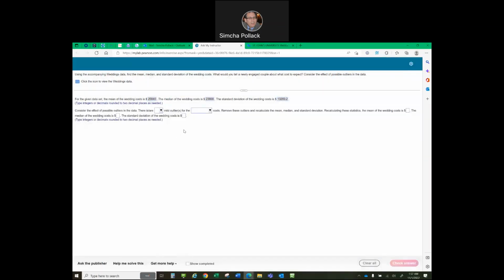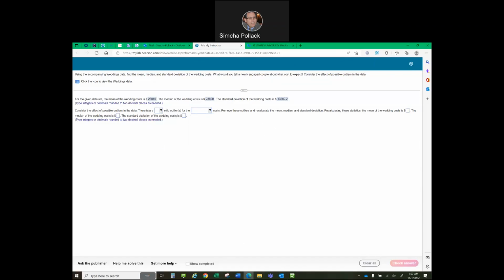Consider the effect of possible outliers. There are 1, 2, 3 for the cost. Remove these outliers and recalculate the mean and standard deviation. Oh boy, that's a pain. Okay, how do you know if they're outliers?